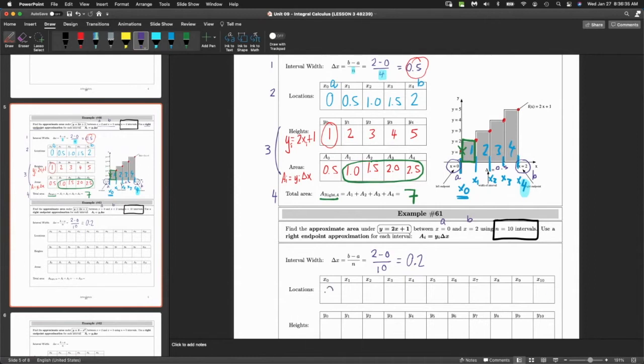So the locations start at 0 and they end at 2. And why is that? Because this is A and this is B. And then how do you fill these in? Can someone tell me what x5 is? Anybody have x5 already? 1. I had to count it out like a baby, sorry. There you go, that's a 1, that's good.